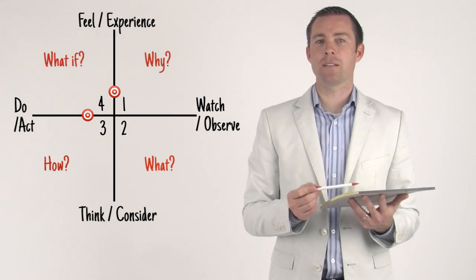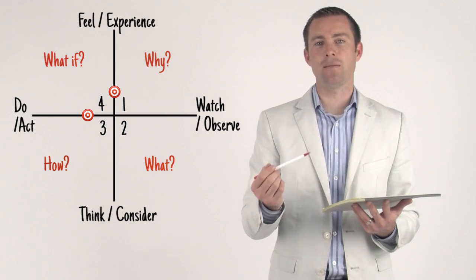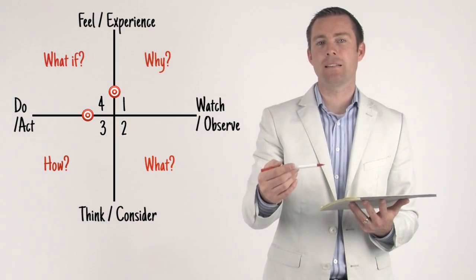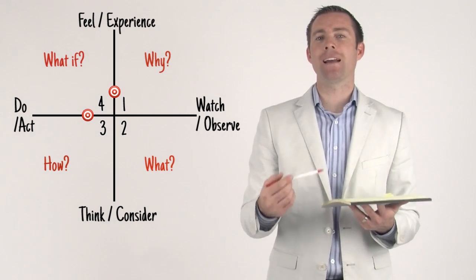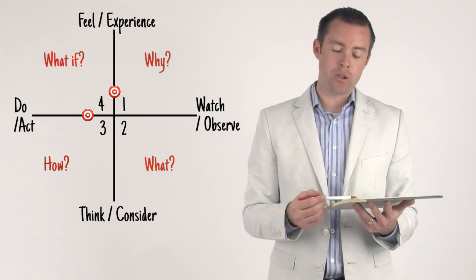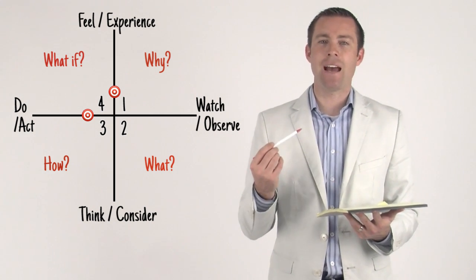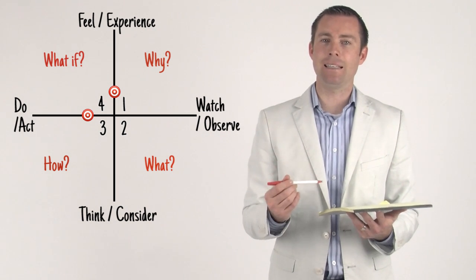Why is this important to me? We have to establish relevance. We have to get their attention and make sure they want to and need to listen. We have to earn the right to speak. Quadrant 2, what are the facts? We need to prove it. We need to show them that we're real, that we have something that they really need.